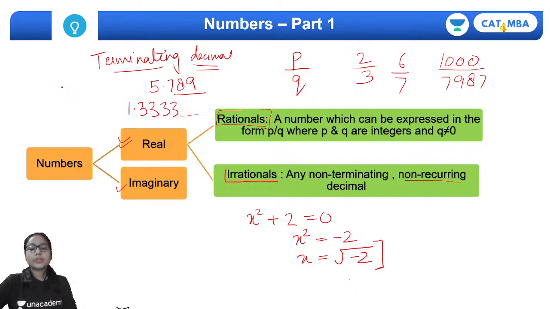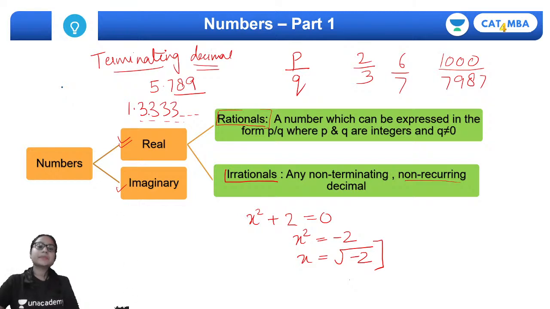Now let us understand what we mean by non-recurring decimals. Recurring means something which occurs again and again, right? So any decimal in which the digits after the decimal point are repeating is known as a recurring decimal. Non-recurring decimal means the decimal in which the digits after the decimal point are not repeating. In this decimal 1.333, the digit after the decimal is repeating.